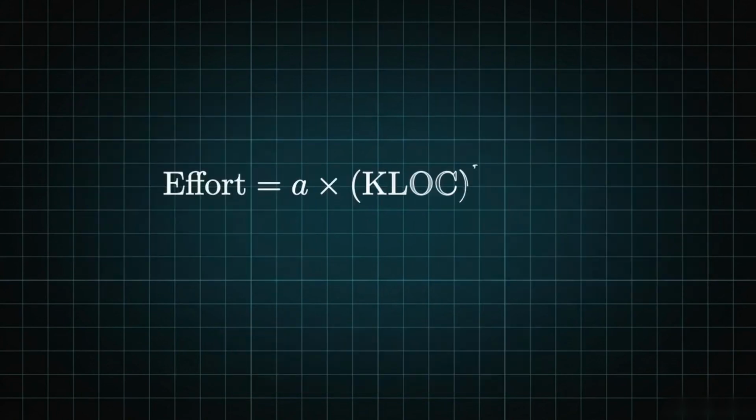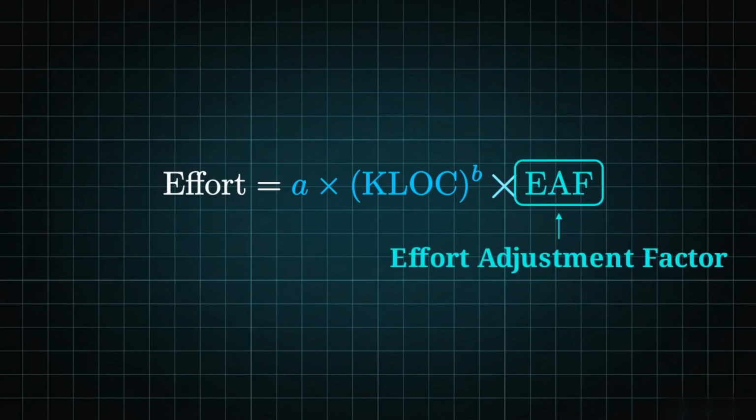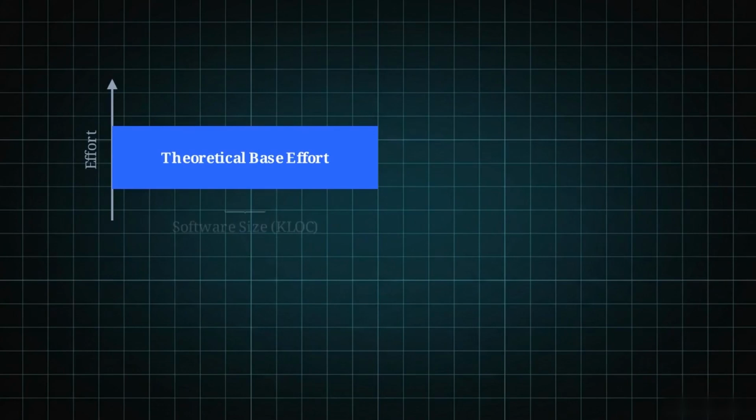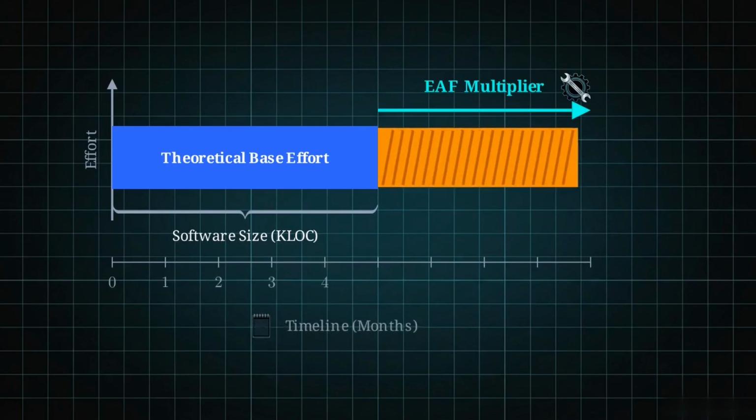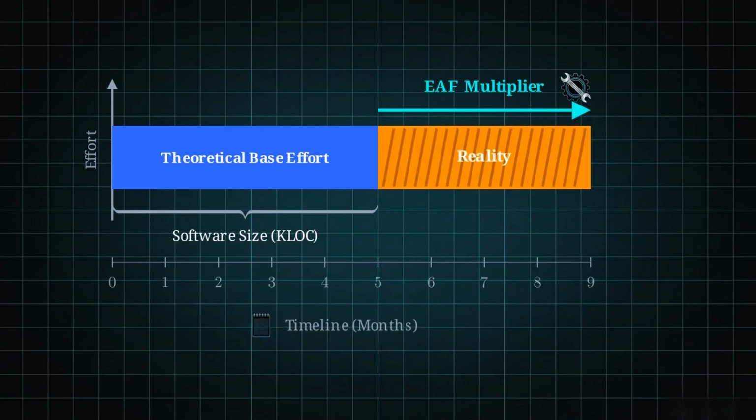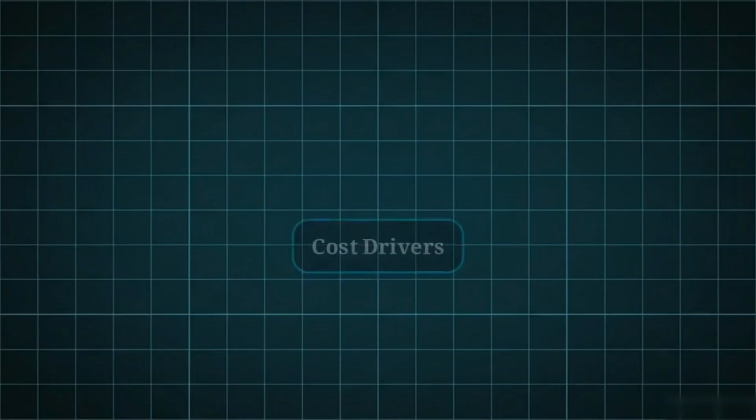When we look at the intermediate COCOMO formula, the core math remains the same, but notice the new variable attached to the very end. This is the effort adjustment factor, or EAF. The size of your software dictates the theoretical base effort you need, but your working conditions, represented by the EAF, dictate the reality of your timeline. So how do we calculate this EAF?